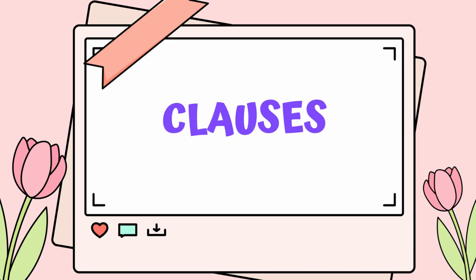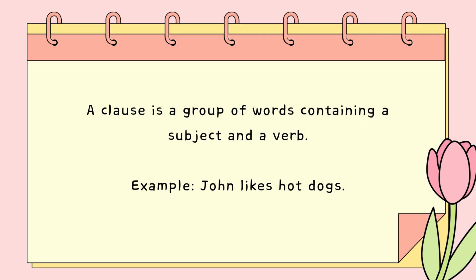Now, what is a clause? A clause is a group of words containing a subject and a verb. In other texts, you might find it as a clause is a group of words containing a subject and a predicate. That is also correct. But the primary thing you should know is that a clause must have a subject and a verb.